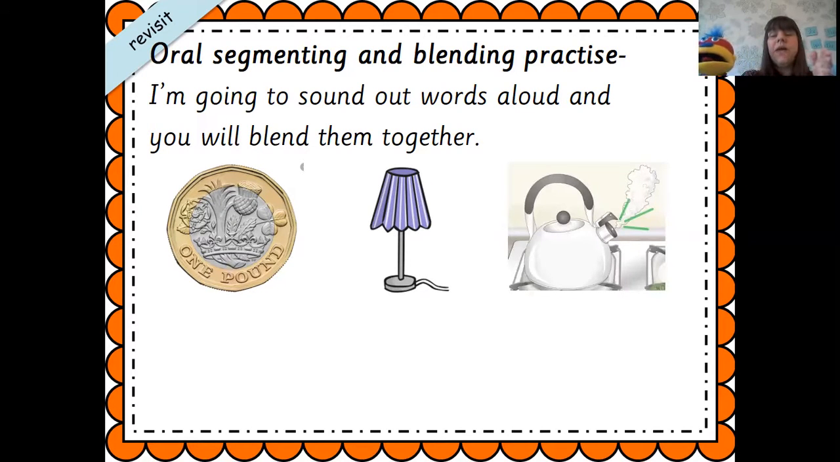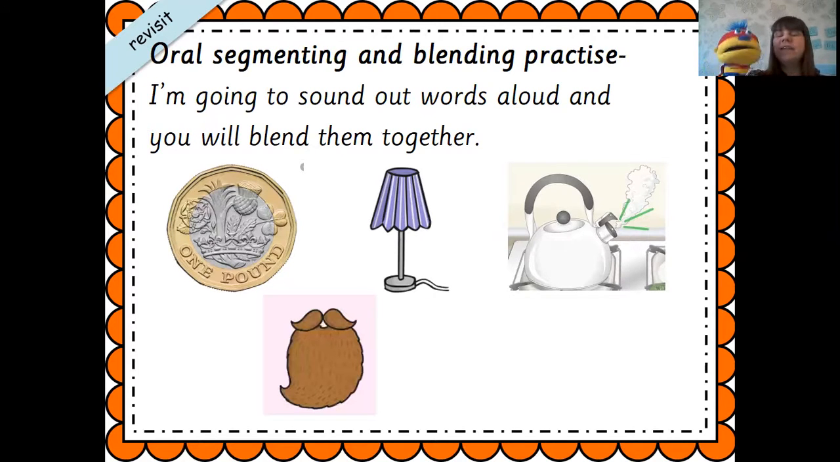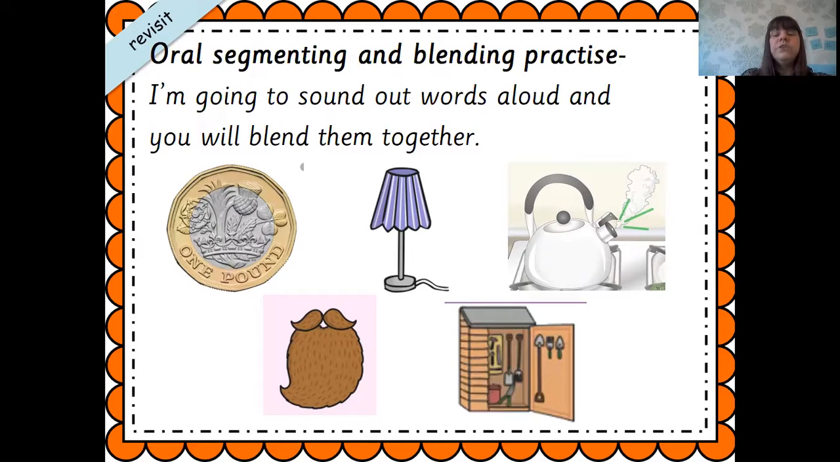I'm doing the segmenting and you're blending them together. My next word is b-ear-d. B-ear-d. We used that ear yesterday, didn't we? B-ear-d is beard. Excellent. My final word is sh-e-d. Sh-e-d spells the word shed.